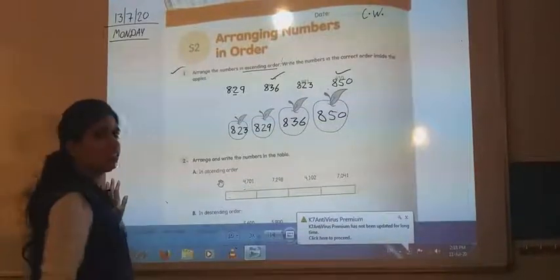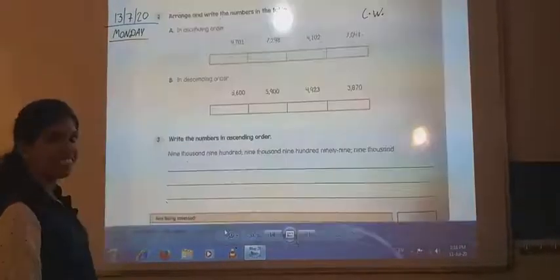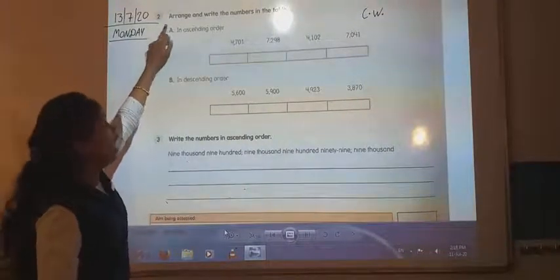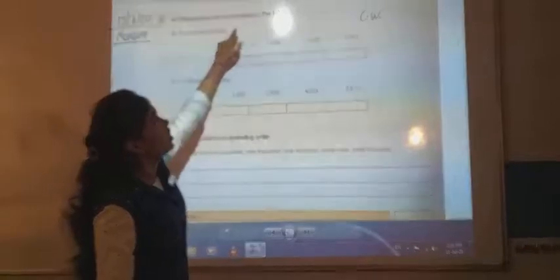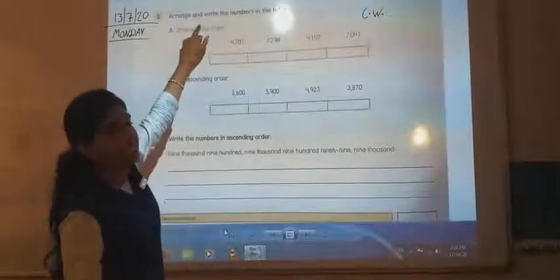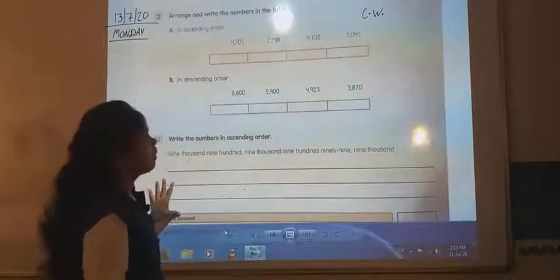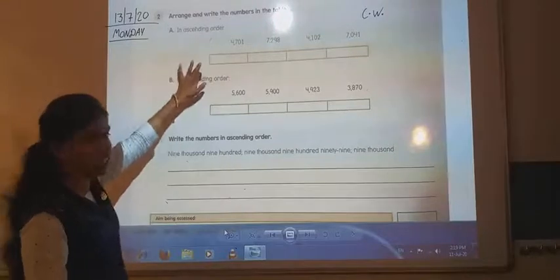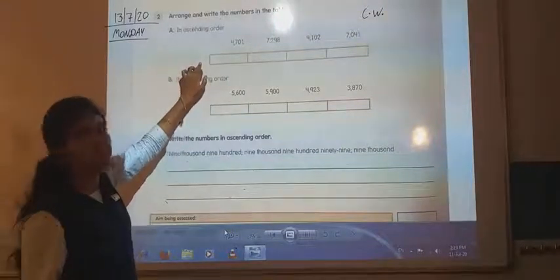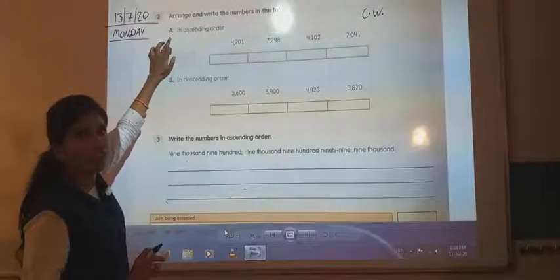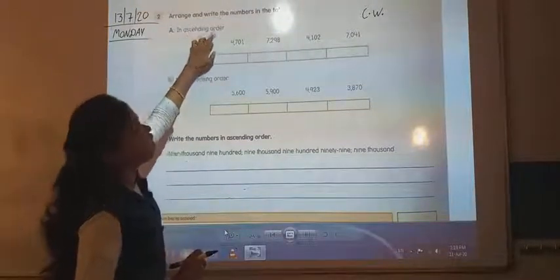Okay students, now the next question is to arrange and write the numbers in the table. Okay, we have a table. We have to arrange all the numbers. Question A of 2 is in ascending order.